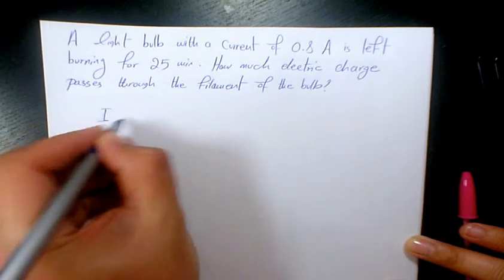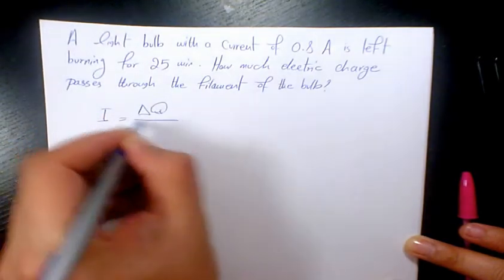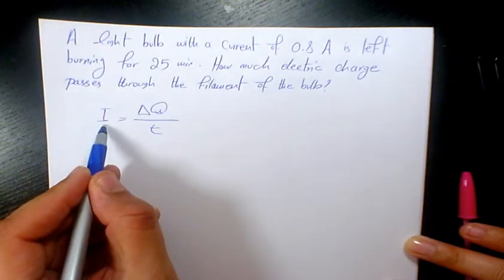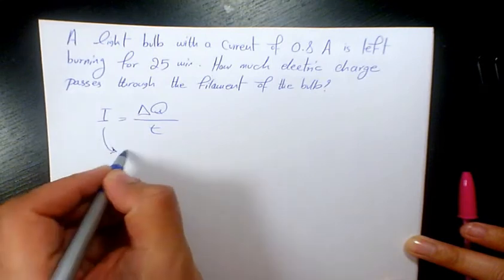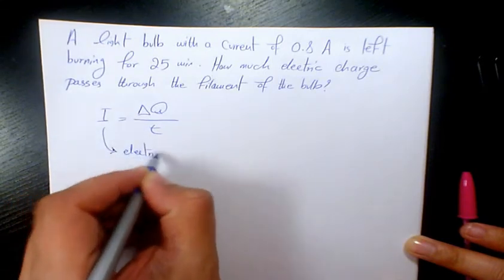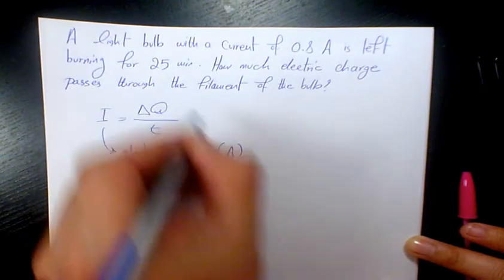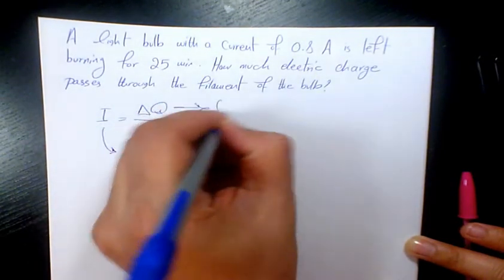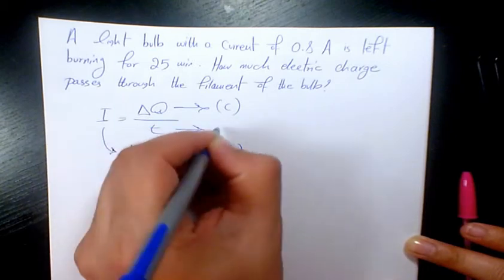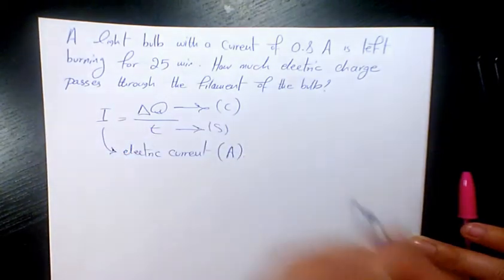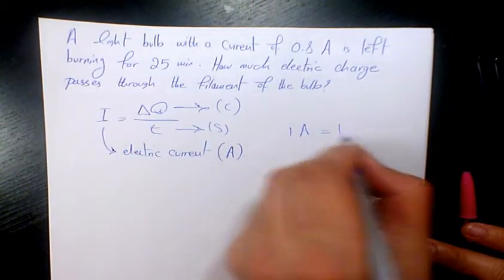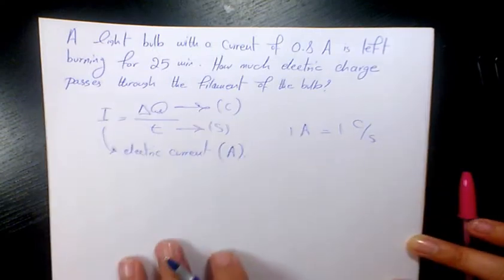So I equals delta Q divided by time. I is electric current in terms of ampere. Delta Q is the charge in terms of coulomb, and T is time in terms of second. So 1 ampere is equivalent to 1 coulomb per second.